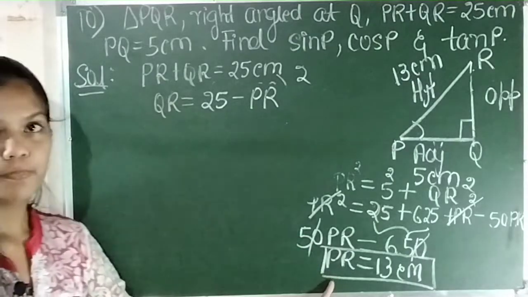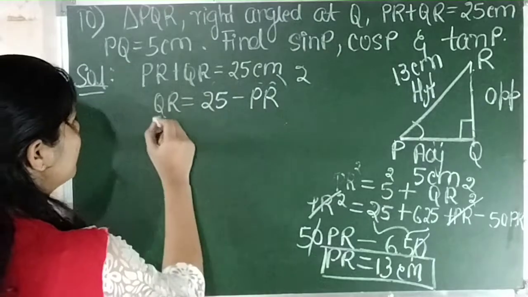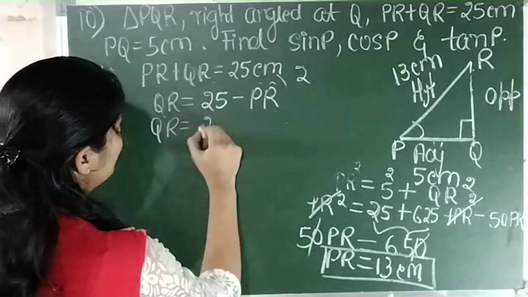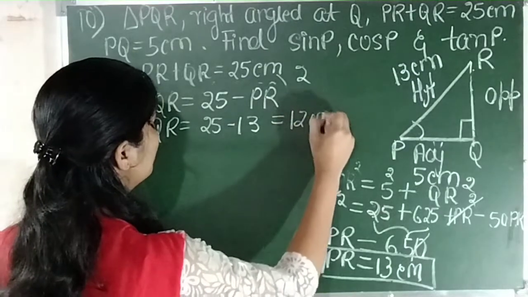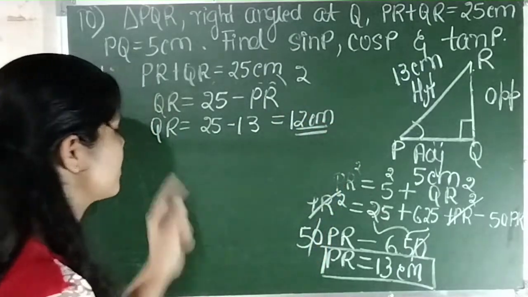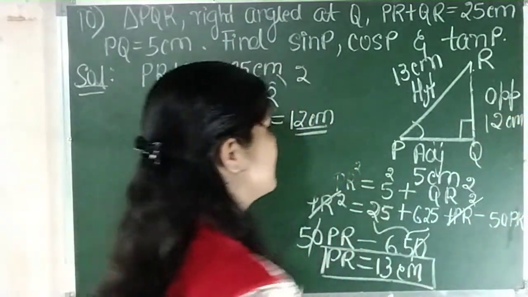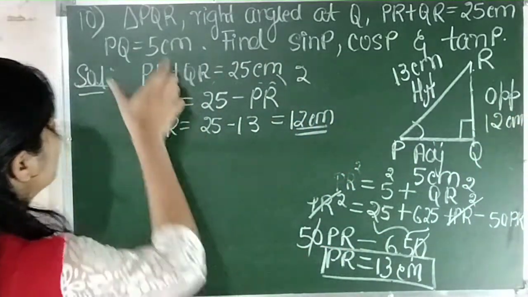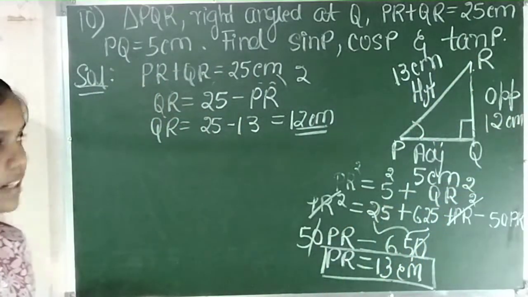We got the value of PR, that is 13 centimeter. So substitute here. QR is equal to 25 minus 13, that is equal to 12 centimeter. So the value of QR is 12 centimeter. Now we got the values of all the three sides of a right angle triangle.